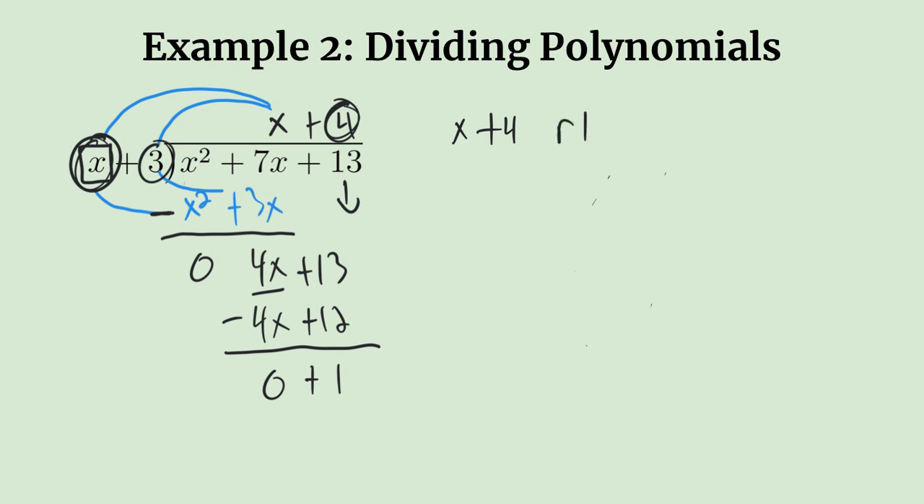R1. Now, to check this, what we can do is we can take our quotient of x plus 4 and multiply it by our divisor, x plus 3, and then add the 1 to it, and we should get back our x squared plus 7x plus 13. So let's do that in the next.